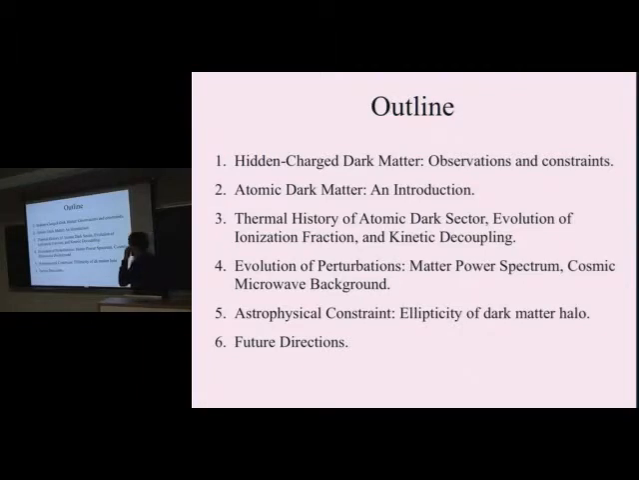So here's the outline of what we're going to talk about today. I'm going to briefly introduce a model called hidden charge dark matter, which forms the basis of what I'm going to talk about, and talk about its constraints. Then introduce the actual model that I'm going to talk about today, atomic dark matter. I'm going to discuss its thermal history, the evolution of its ionization fraction, maybe decoupling, which is very important for structure formation. I'm going to discuss some constraints from cosmology, the matter power spectrum, the cosmic microwave background. And we conclude with some astrophysical constraints on the model, which turn out to be very important. And we'll mention some future directions for this particular model.